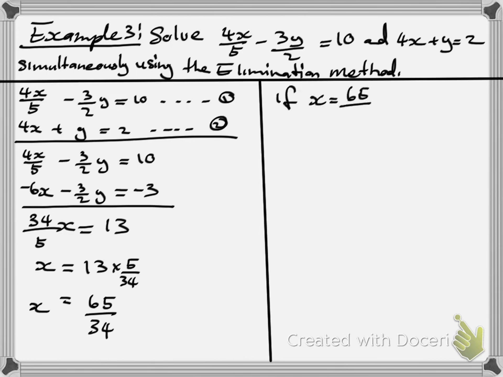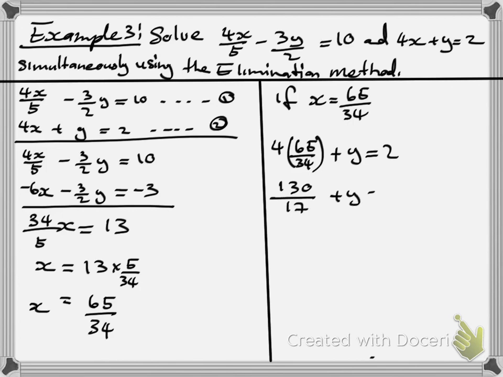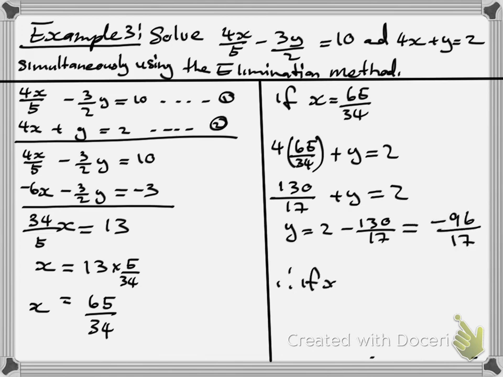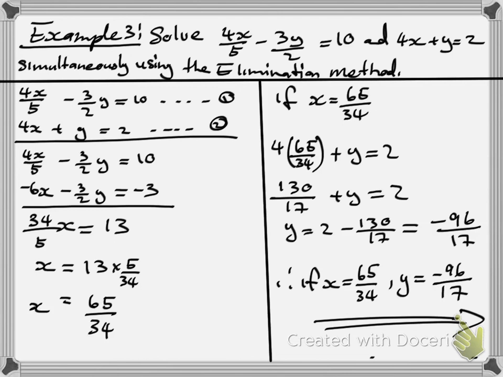And then I substitute x is equal to 65 over 34 into any one of those equations. So I'm going to substitute into equation number 2, and I solve for y. My y will be equal to negative 96 over 17. So I have solved. That is how you use the elimination method. I hope that was very helpful. Please try to attempt more examples so that you can grow confident in using this method.